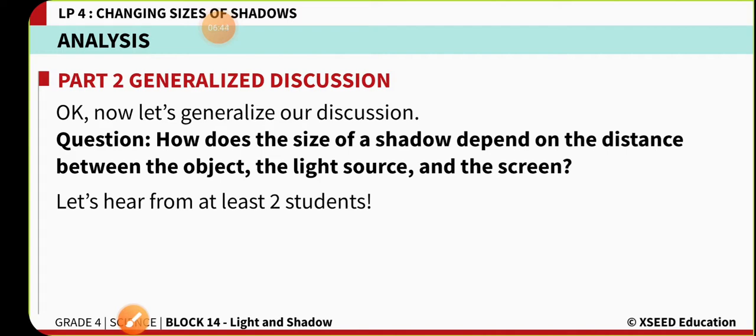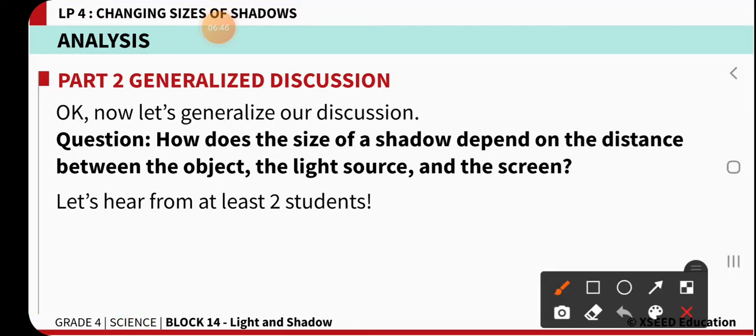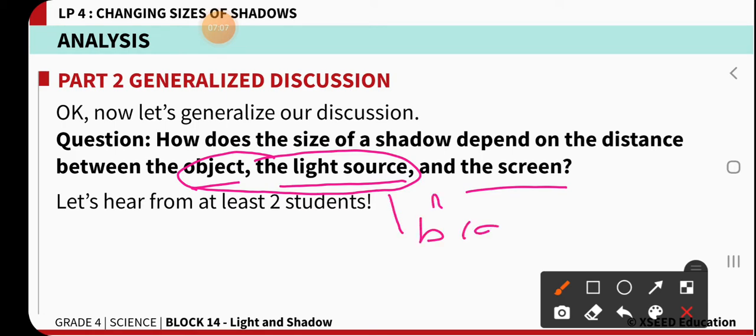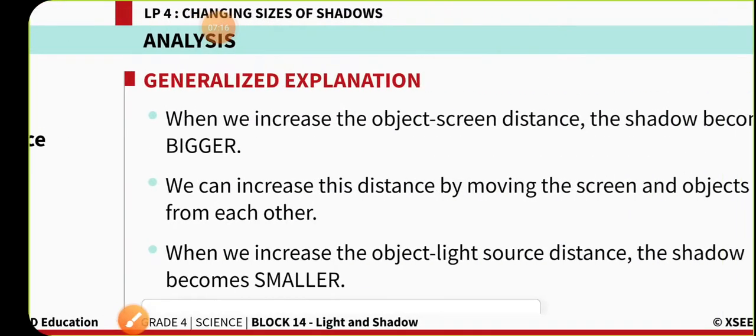Even from this activity we can get a doubt like this: how does the size of the shadow depend on the distance between the object, the light source and the screen? If the distance between the object and the light source is less, then you are collecting a bigger shadow. If the distance between the object and the screen is less, then you are collecting a smaller shadow.